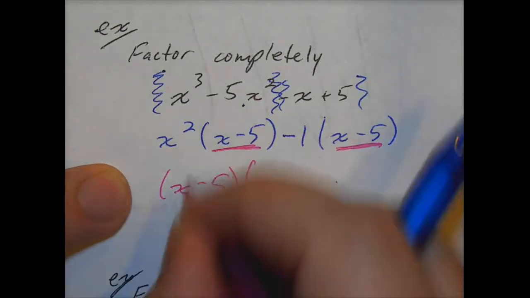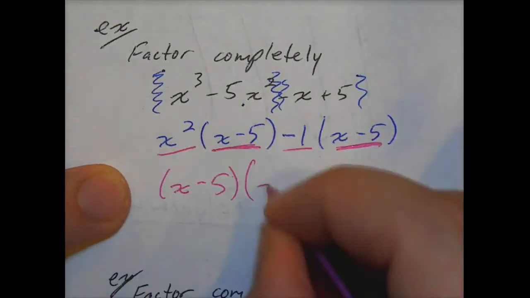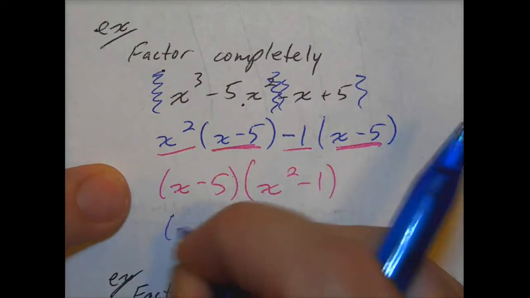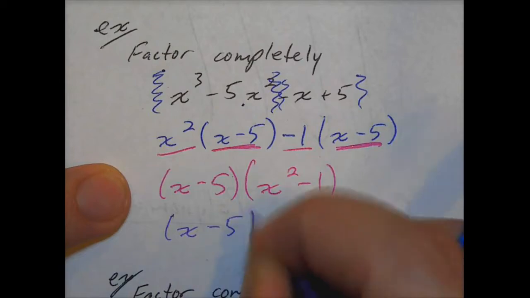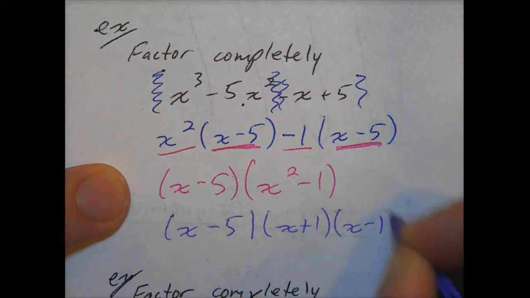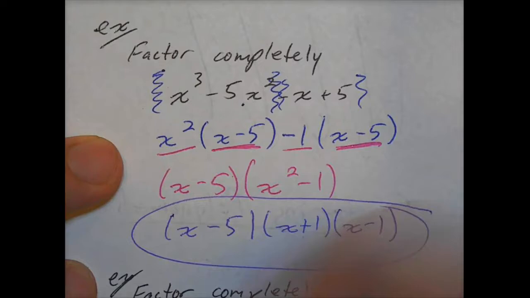So I'm still left with x squared minus 1. That x squared minus 1 is a difference of squares. So factoring completely, this one would be x minus 5, x plus 1, and x minus 1. That is what I would expect to see.